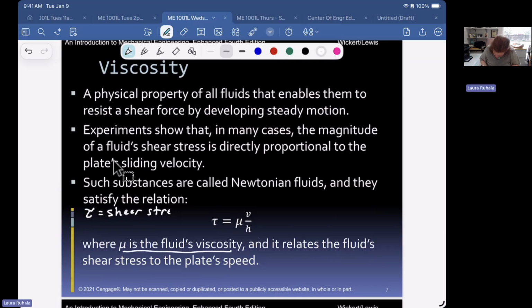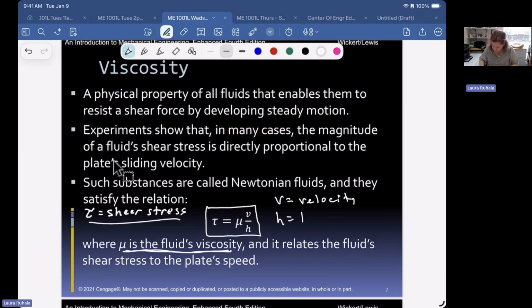So over here, tau is equal to shear stress. Please note that. So you guys should write this down. Tau is equal to shear stress. The relationship is that tau is equal to mu times V divided by H. So mu is the fluid's viscosity. So write that down. V is the velocity. And H is the height of the fluid.